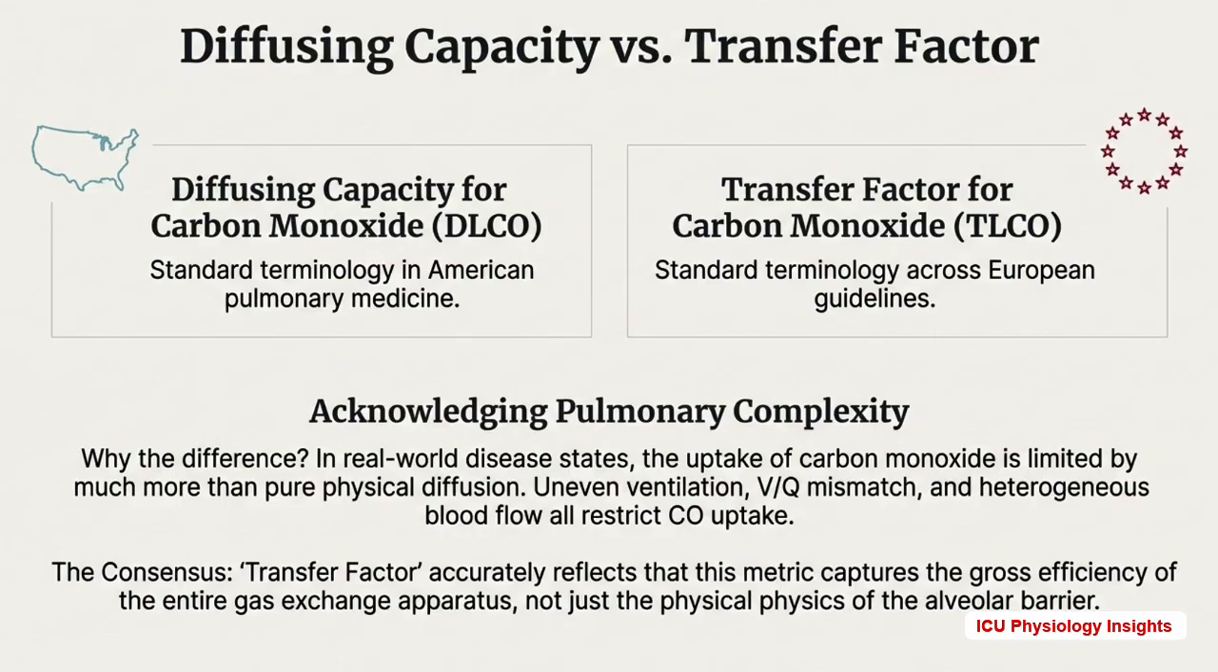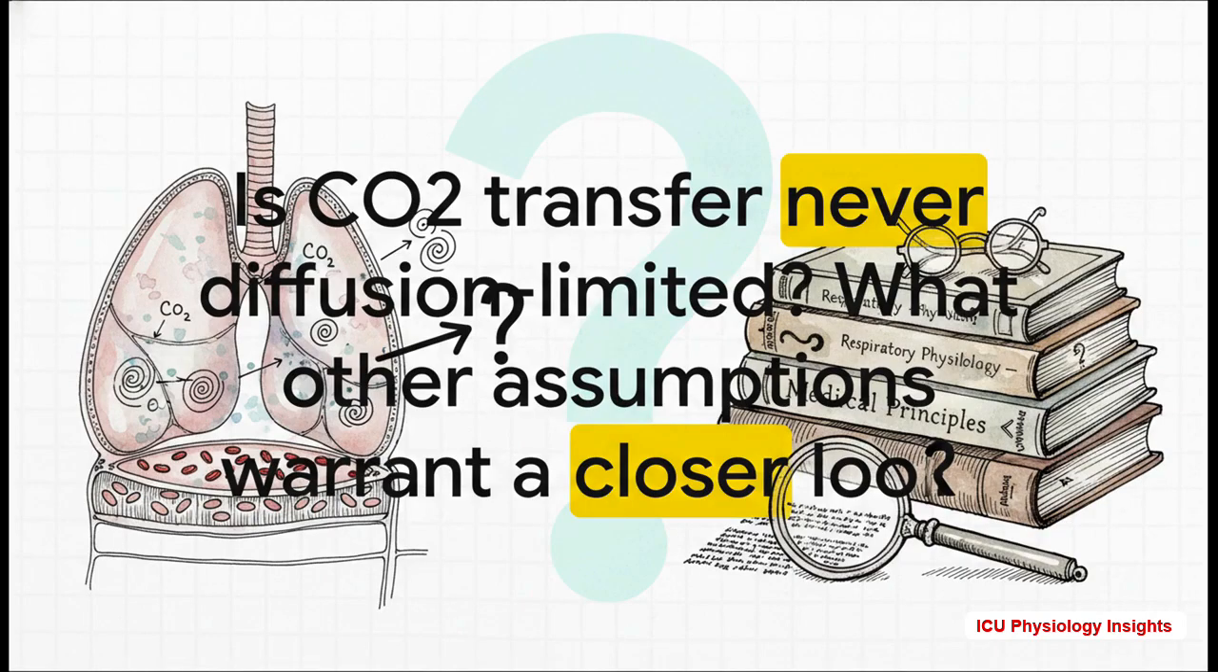So this leaves us with something to think about. We're taught, and we operate on the principle, that CO2 transfer is never limited by diffusion because it's so soluble. But is that always true? What about in the most critically ill patients with the most destroyed lungs? It's a good reminder to always question the limits of our models.